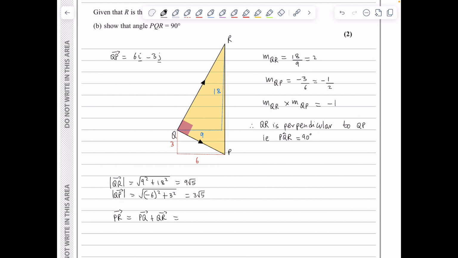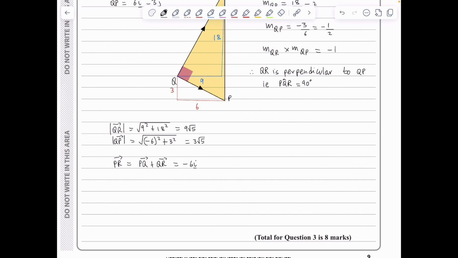Now the vector PQ is -6i + 3j, whereas the vector QR is 9i + 18j. Well, -6i + 9i is 3i, and 3j + 18j gives me 21j, and I can proceed in finding the magnitude of PR. So the magnitude of PR will be equal to the square root of 3 squared plus 21 squared.